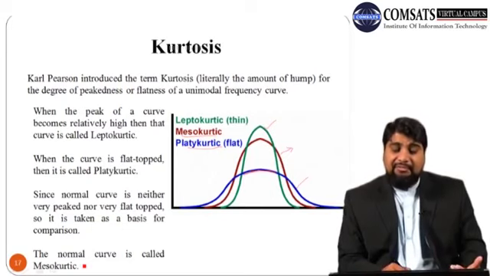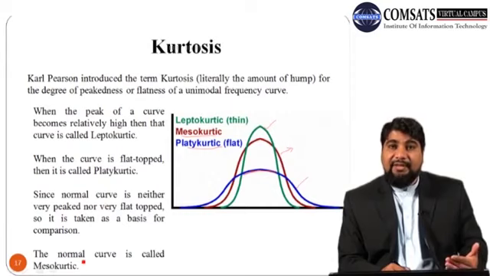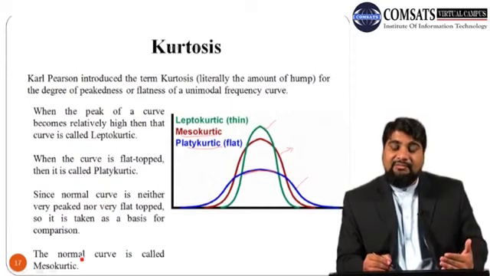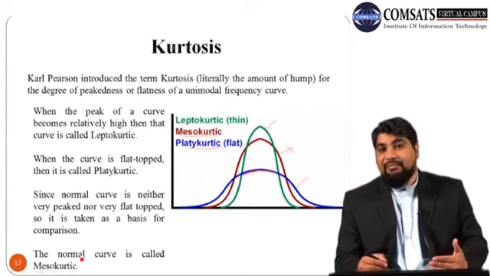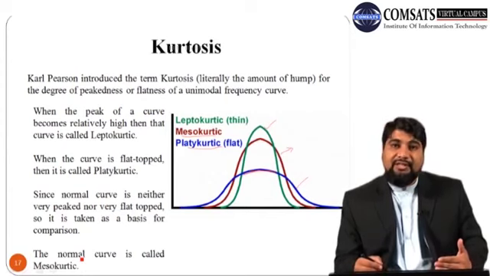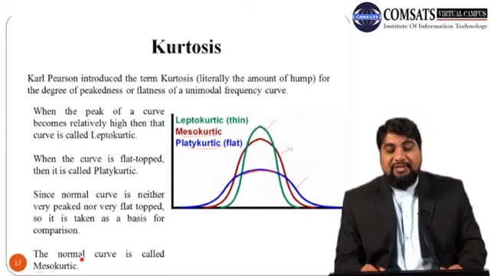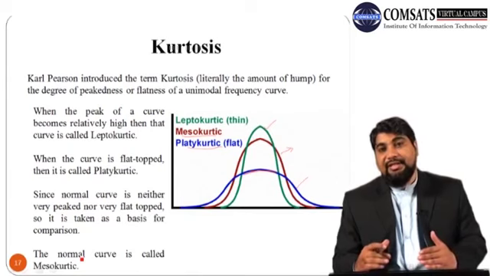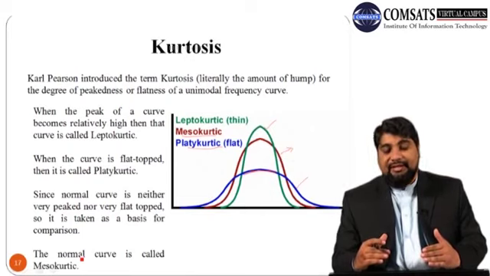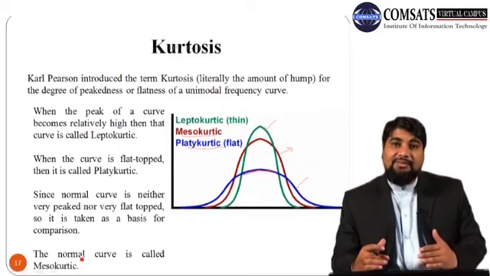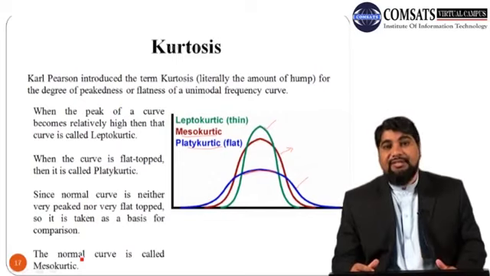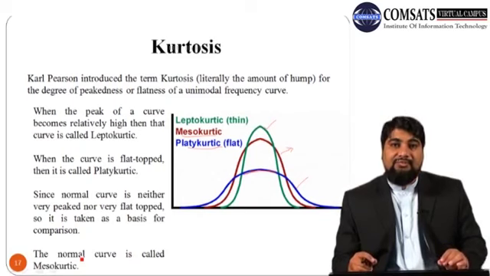So leptokurtic is for the curve having a peak higher than the normal curve, platykurtic is the curve having a peak lower than the normal curve, and mesokurtic is the curve having a peak matching the peak of the normal curve. Mesokurtic is our basis for the comparison. We take it as the benchmark curve, so we compare all the curves with this mesokurtic curve, which is the curve for a normal distribution.